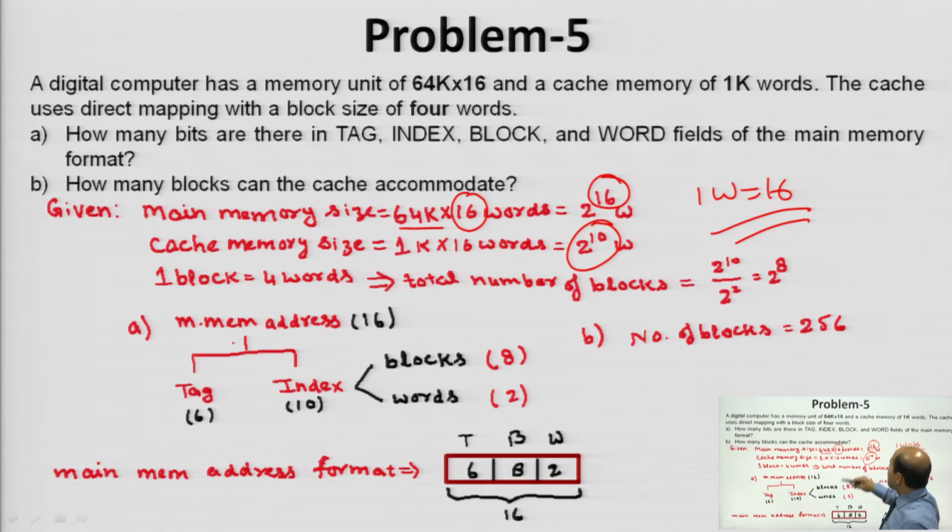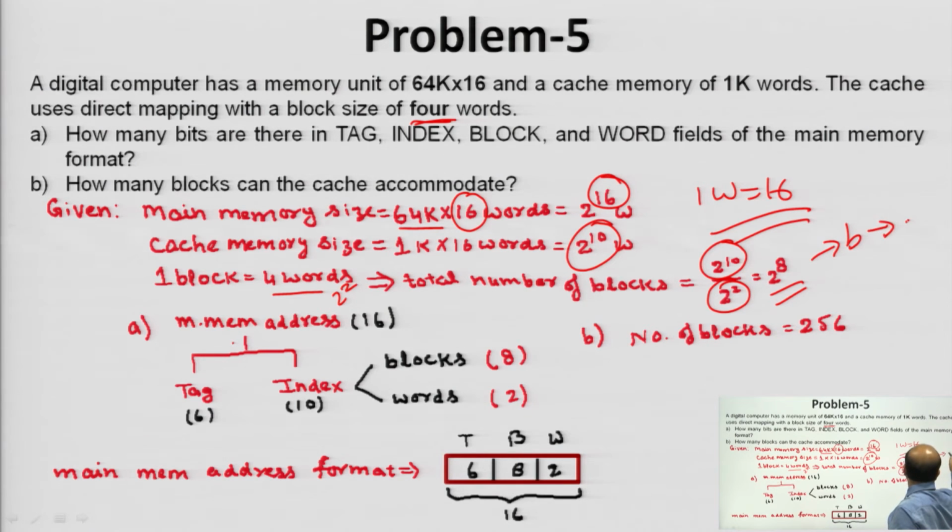And what is given next? In each block we can store 4 words. So one block size equals 4 words, 2 to the power 2 words in each block. How many blocks are there in the cache memory, that we have to calculate. What is the cache size in this case? 2 to the power 10, as we have already calculated, divided by block size, that is 2 to the power 2. So it will come as 2 to the power 8. So 8 bits are required for block.